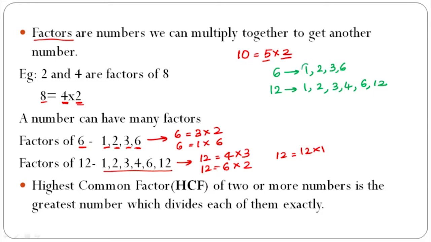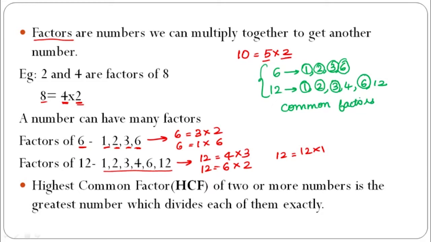For example, 1 is common to both the numbers. Similarly, 2 is common to both the numbers. Again, 3 is also common to both, and 6 is also common to both the numbers. That is, these factors are common to both 6 and 12. So, these factors are called common factors. The factors which are common to a given set of numbers are called common factors.